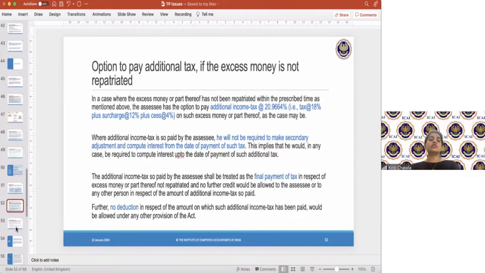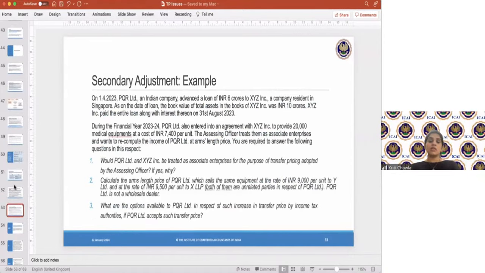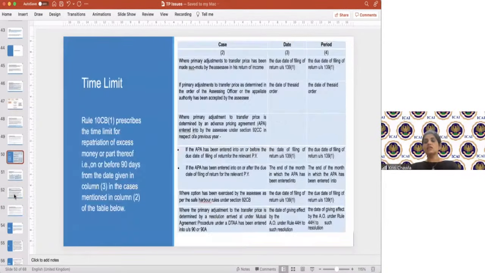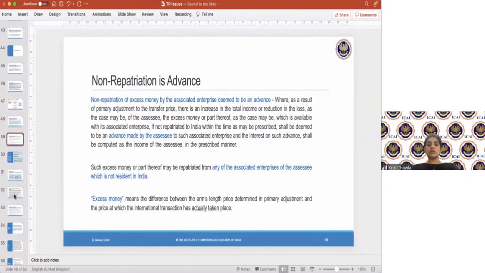Now the thing is, so as to make it more enticing, the income tax authorities have said that it does not matter. You can get this excess money from any of the associated enterprise.